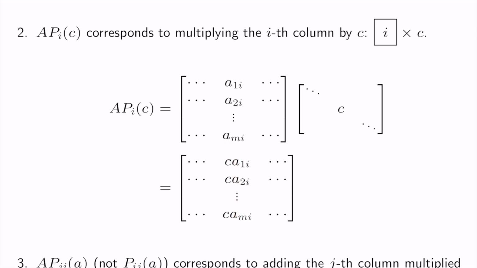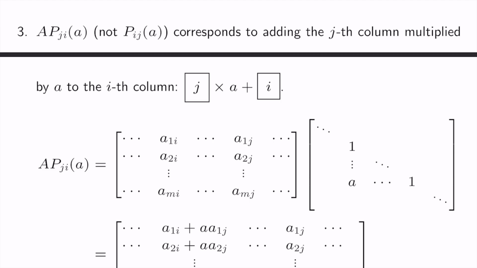And finally, consider this product, A times Pji of A. Be careful, it's not Pij of A, but it's Pji of A. Be careful with this order of indices. And this product corresponds to adding the jth column of matrix A multiplied by A, this constant, to the ith column, which we denote by this.